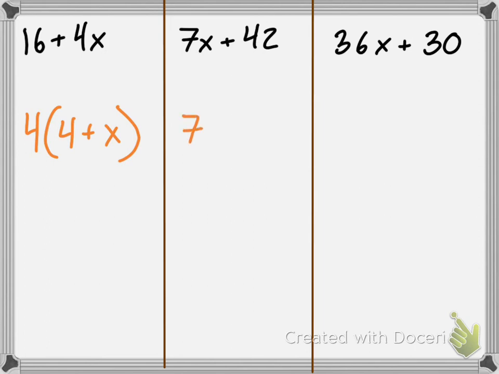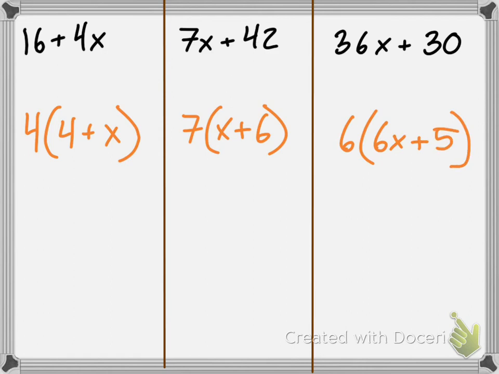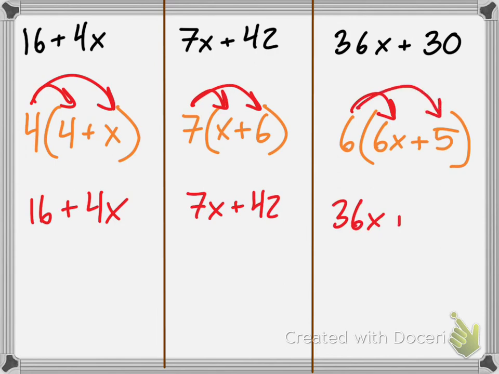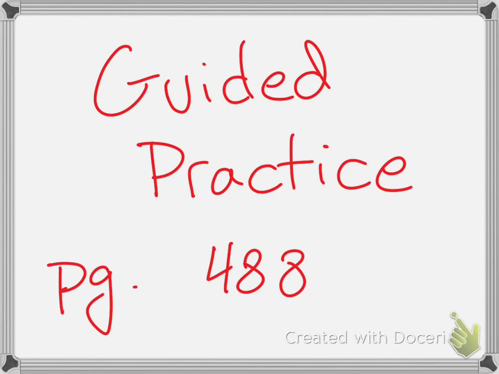Our next one, we pull out a 7. We're left with an x plus 6. On this next one, we pull out a 6. We're left with a 6x plus 5. Notice if we did the distributive property, we would get back to our answer. 4 times 4, 16. 4 times x, 4x. 7 times x, 7x. 7 times 6, 42. 6 times 6x, 36x. 6 times 5, 30. So these are just the exact same, but in reverse. So it's like addition and subtraction, how they're the same, but in reverse.